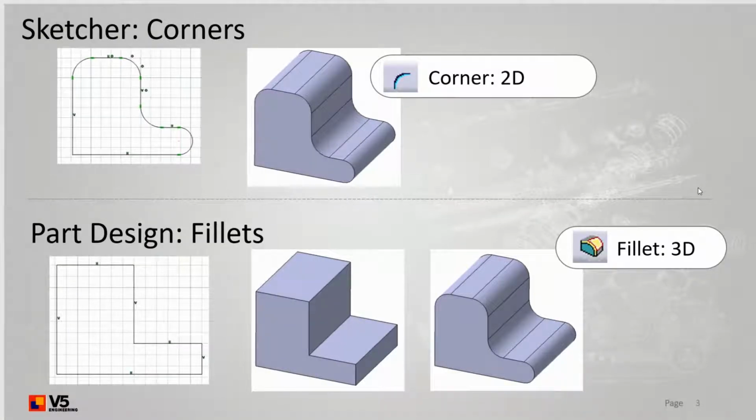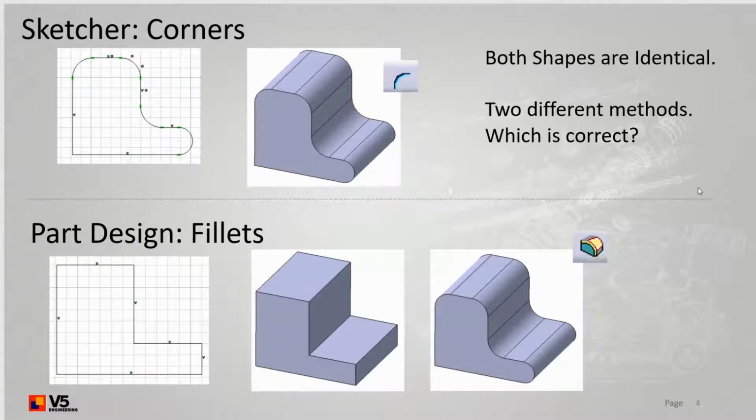Here we see a good example of that. Here, the sketcher with its corners would produce a shape that's identical to the fillet sketch, but produced in a much different way from different sketches. So both shapes are identical, just two different methods. Is there a correct method? Usually the answer is yes, there usually is a correct method. Let's discuss that.